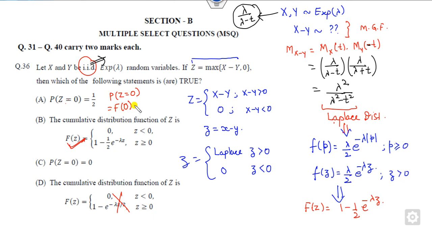So this is f of 0 minus f of 0 negative. So what is the f of 0? Since this is the correct option, 0 lies here. So it will be 1 minus 0, that is half. 0 negative lies here, it's a 0. So half minus 0 is half. So A and B are the correct options. C and D are the wrong answers.